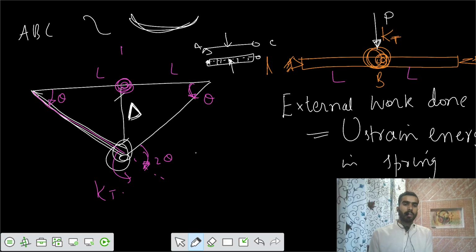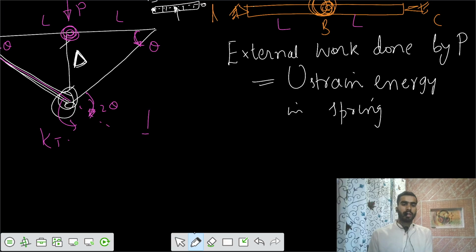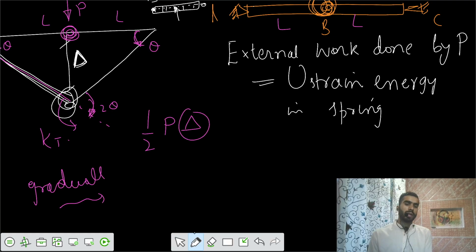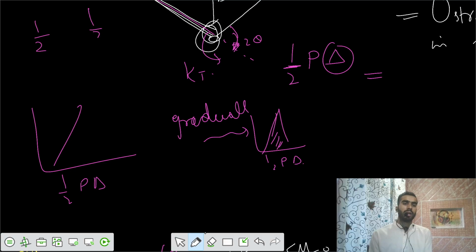You are applying a load of P here, so the work done because of that load is 1/2 P into delta. If the load is gradual, delta developed would also be gradual. So that's why we write 1/2. That's gradual, the area of that curve is 1/2 P into delta, and that should equal the strain energy stored in the spring. What is the strain energy stored in the spring? Do you know that? Half of kx square.